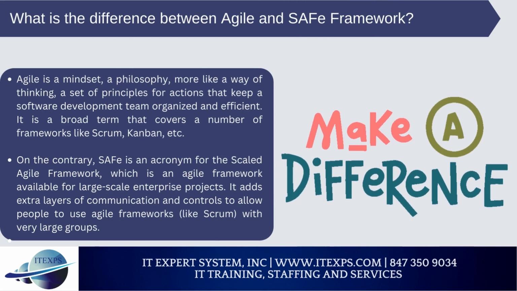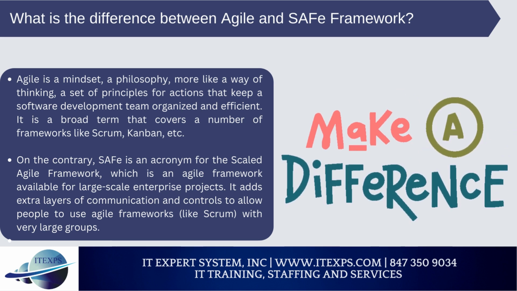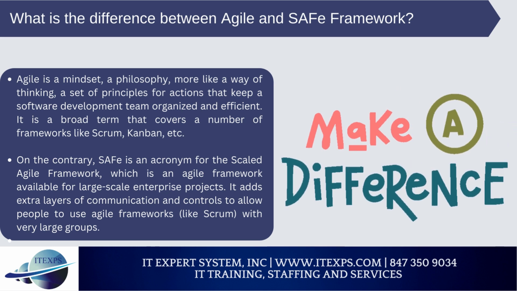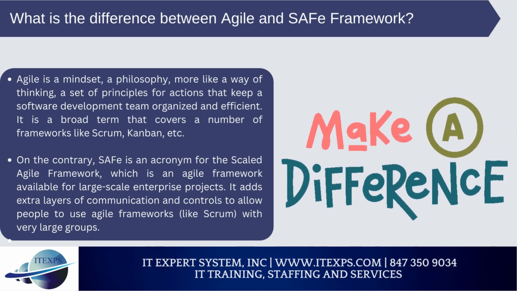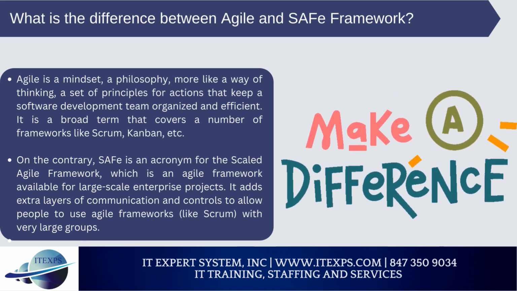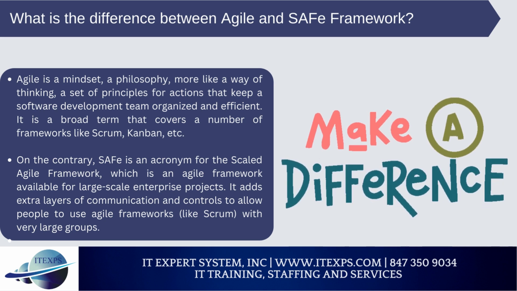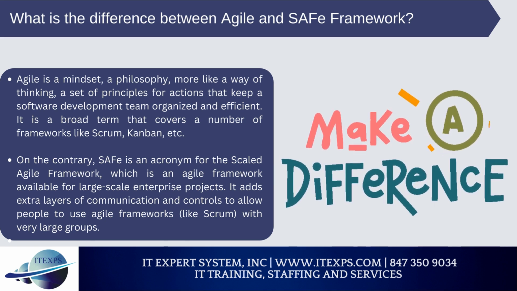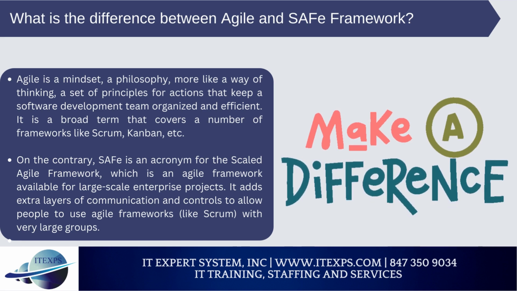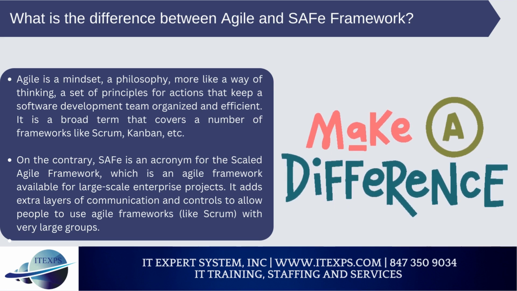What is the difference between Agile and the SAFe framework? Agile is a mindset, a philosophy, more like a way of thinking, a set of principles for actions that keep a software development team organized and efficient. It is a broad term that covers a number of frameworks like Scrum, Kanban, etc. On the contrary, SAFe is an acronym for the Scaled Agile Framework, which is an agile framework available for large-scale enterprise projects. It adds extra layers of communication and controls to allow people to use agile frameworks like Scrum with very large groups.